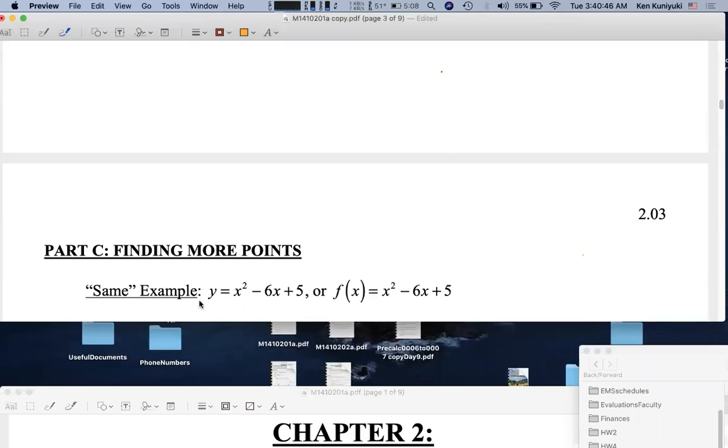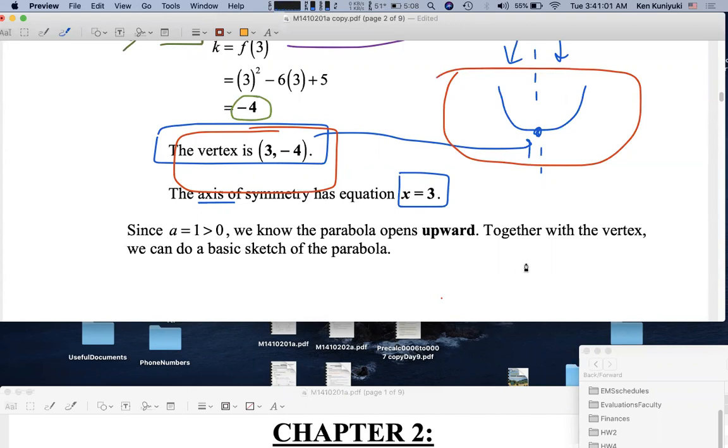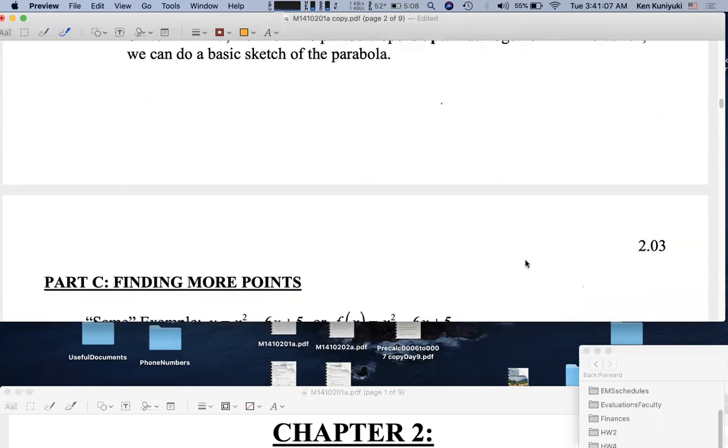Hi everyone. Let's refine the graph of y equals x squared minus 6x plus 5, our old friend. We saw where the vertex was, and we saw that it opened upward. But aside from the vertex, what are some other interesting points we might want to find? What's true for any graph in the xy plane? What points might we want to find? We might want to find the intercepts.